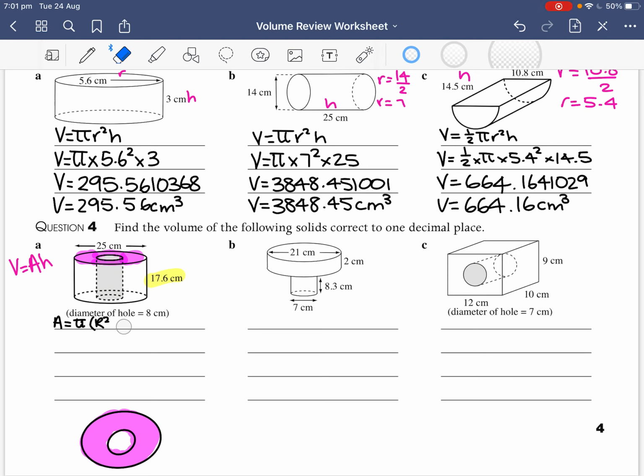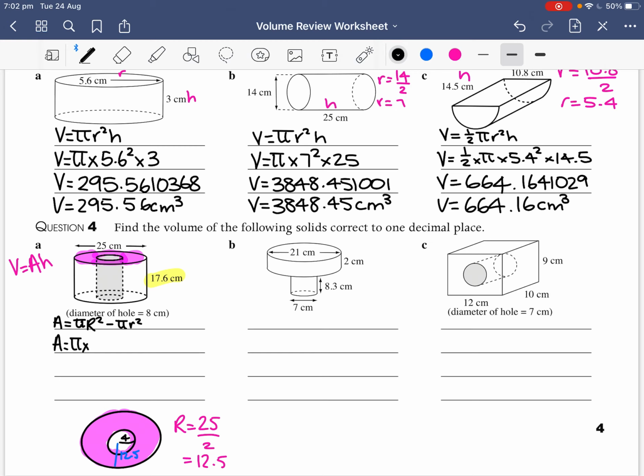Or we can go pi R squared, so that's our large radius, minus pi of our little radius squared. So area 1 minus area 2. So we have that the diameter of our hole is 8. So that means the radius of our hole is 4. And then we have that the diameter of the whole circle is 25. So our large R will be 25 divided by 2, which is 12.5.